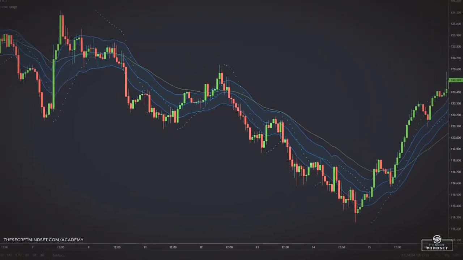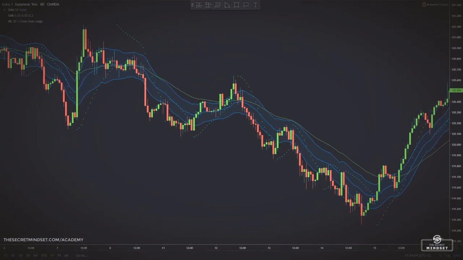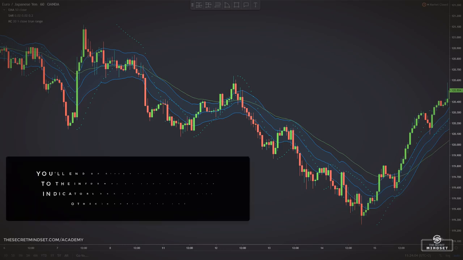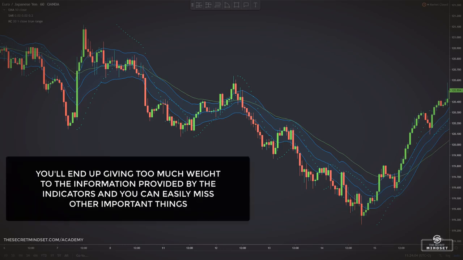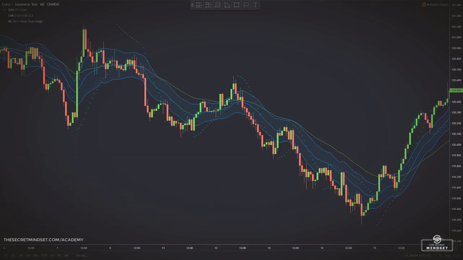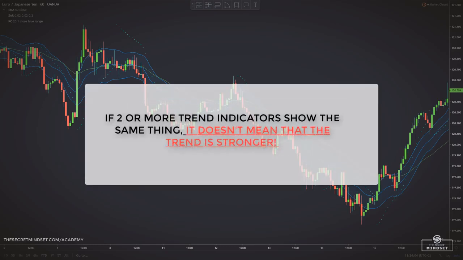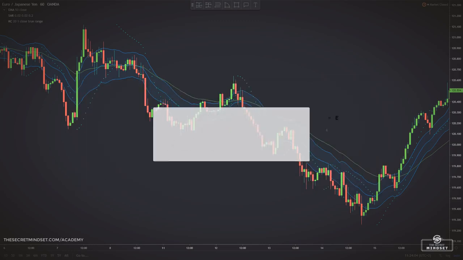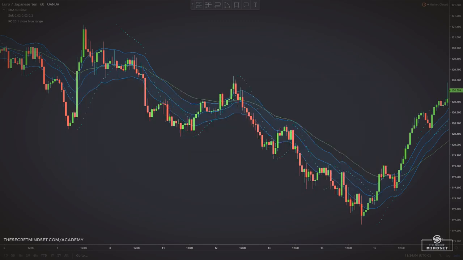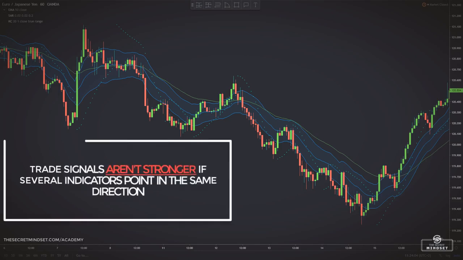I hope you see the problem with adding multiple indicators showing the same information. You will end up giving too much weight to the information provided by the indicators, and you can easily miss other crucial things. You might use 2 or more trend indicators and you might believe that the trend is stronger than it actually is, because both of the indicators give you the green light, and you might miss other important clues on your charts. The problem with using unfitting technical indicators is that you might actually think the trade signals are stronger if all indicators point in the same direction, and this is completely wrong.